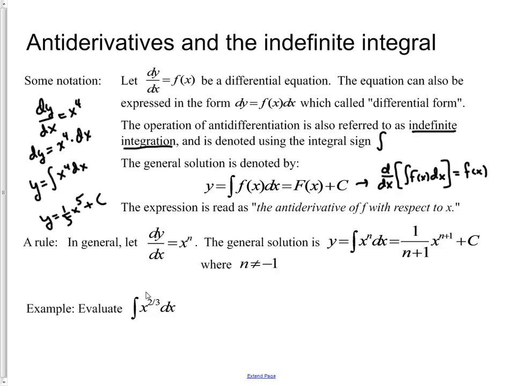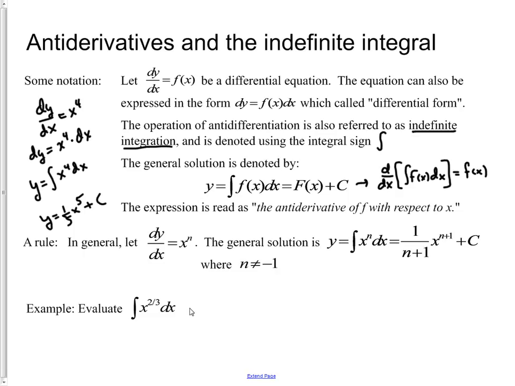Right? One rule that we've actually been illustrating all along here is this. We say that if we have a differential equation of the form where dy dx is equal to x to the n, then the general solution, the antiderivative of x to the n dx, would be 1 over n plus 1 times x to the n plus 1 power plus c, as long as we make sure that n is not equal to negative 1. If it is, we've got a little bit of a different problem, which we'll explore later. So we could do this for any real value n.